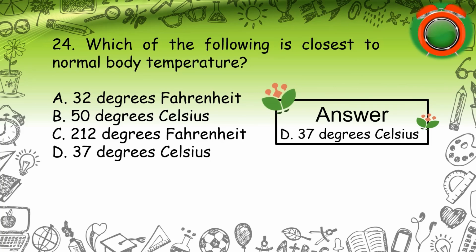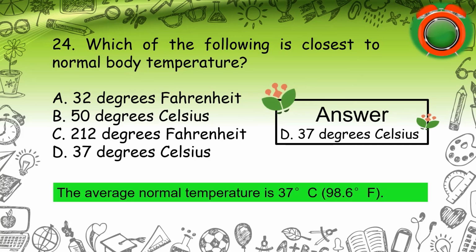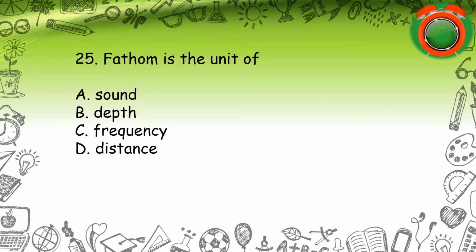The correct answer is D. 37 degrees Celsius. The average normal temperature of the body is approximately 37 degrees centigrade, or that is equivalent to around 98.6 degrees Fahrenheit.